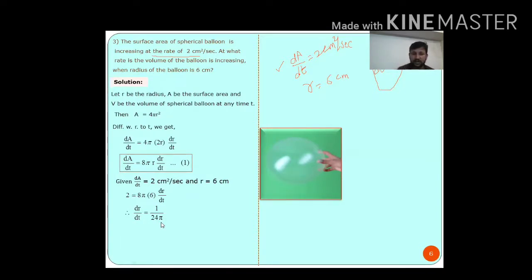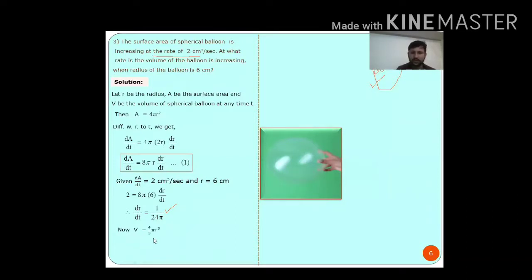But our target is not dr by dt. The target is simply given here: find out dV by dt. In the equation of volume, we require this value of dr by dt. So we have already calculated this value. Now let us see how to get dV by dt. Formula for the volume of a spherical balloon: V is equal to 4 by 3 pi r cube. Differentiate this equation with respect to time t.